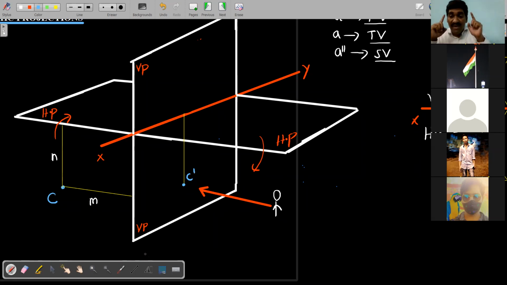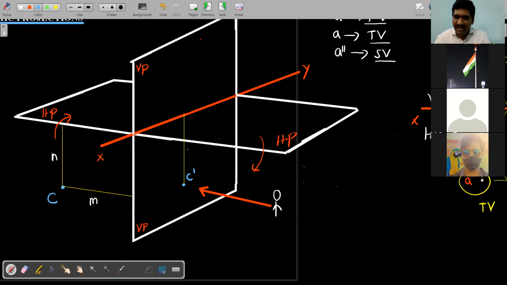Whatever you are seeing, you just bring that onto the vertical plane. Now I am seeing this one. Whatever this length is, take that length on the vertical plane. This is the vertical plane. Therefore, this is nothing but what distance? n. That's it, over.